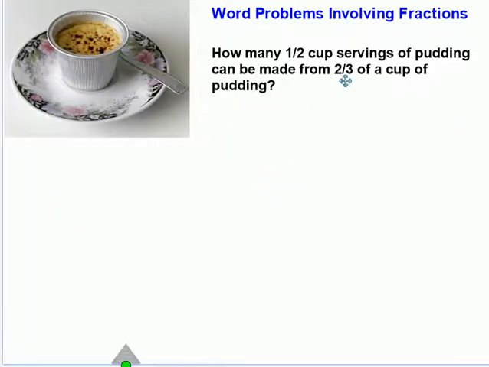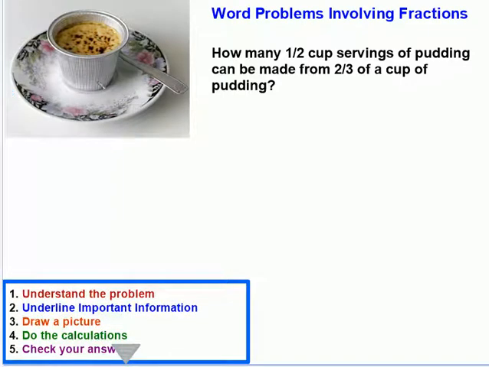Let's try our first problem. How many half-cup servings of pudding can be made from 2/3 of a cup of pudding? So, using our steps, number 1, let's understand the problem. What are they asking us? They're asking us how many half cups can fit inside a 2/3 cup of pudding.